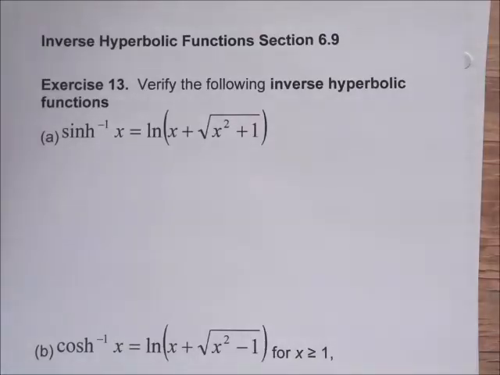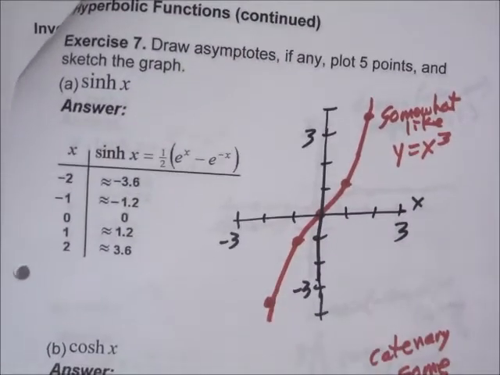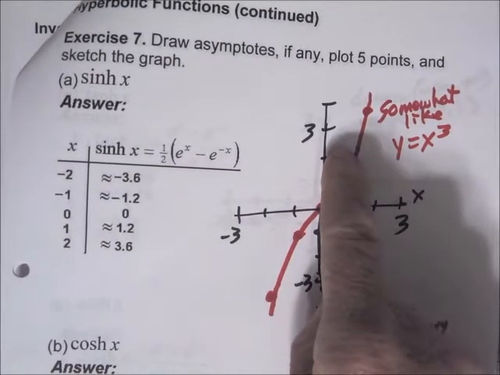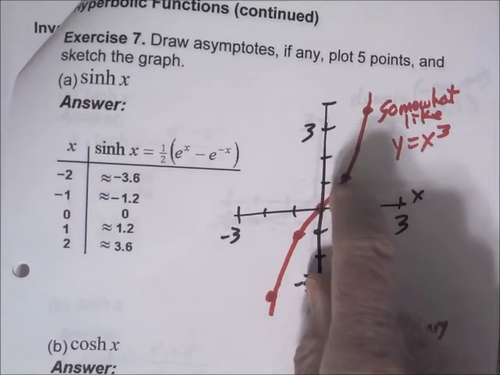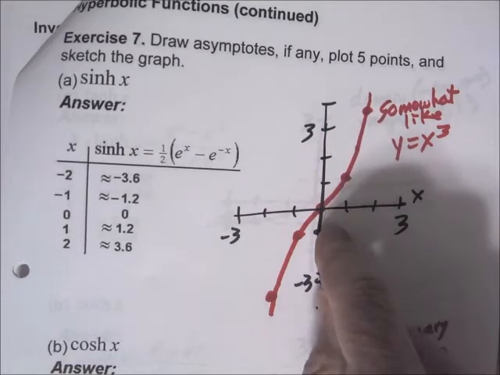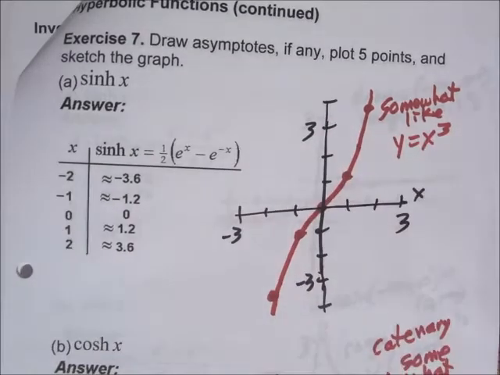Hyperbolic functions, just as we computed inverse trig functions. The hyperbolic sine is actually a one-to-one function, so we don't need to do any restricted domains for that. If y equals sinh x, y is a function of x because it passes the vertical line test, and x is also a function of y because it passes the horizontal line test.